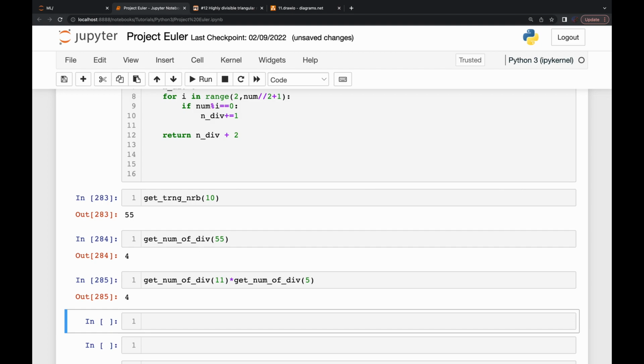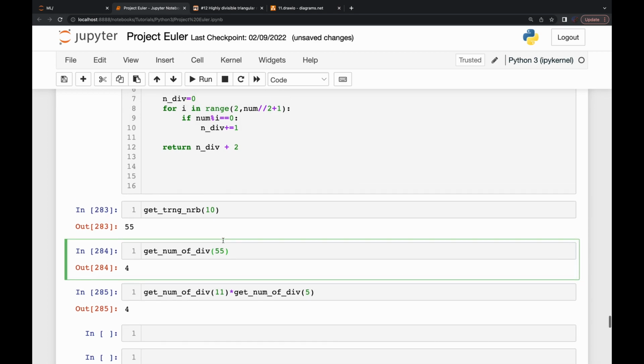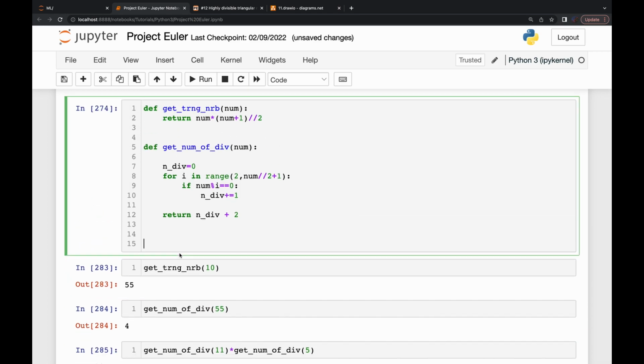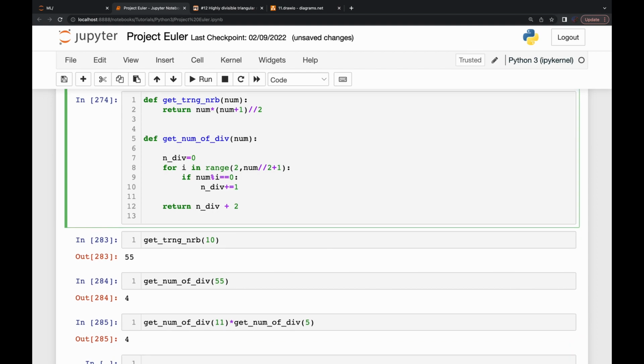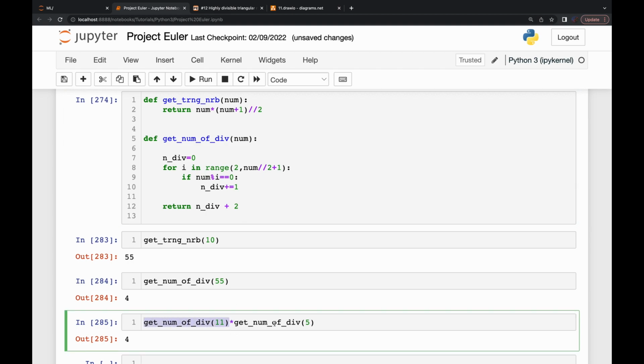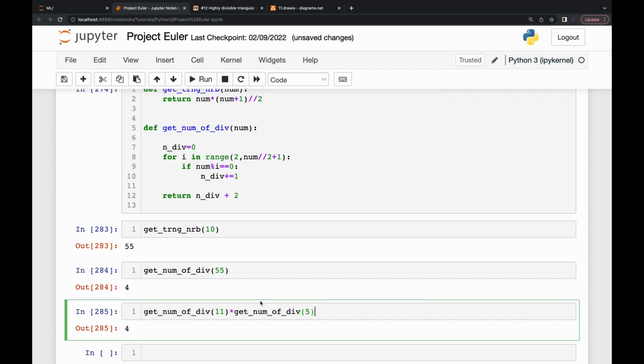So this is working. That means we don't have to get the number of divisors of 55 directly, because that way our condition will run forever. Yeah, it will have performance impact. So instead what we'll do, we'll just get the number of divisors of this multiplied by this, and that should do our job. Okay, now let's just finish it off.